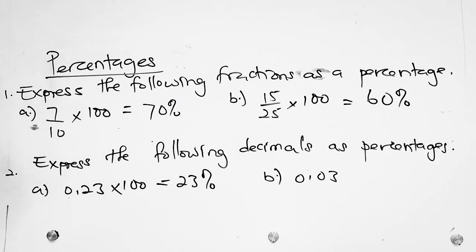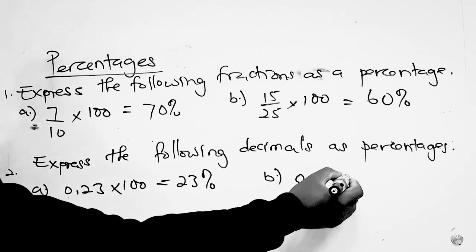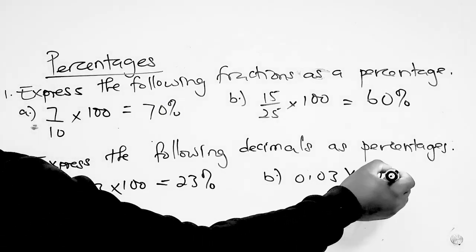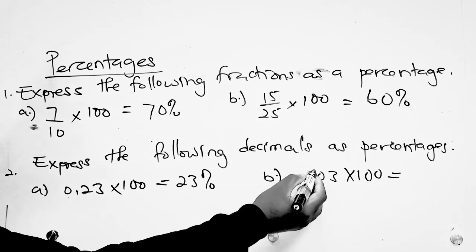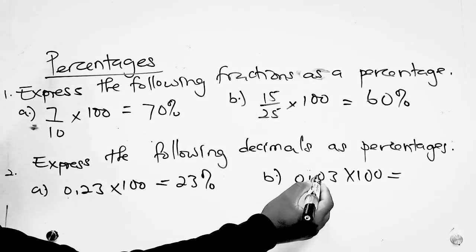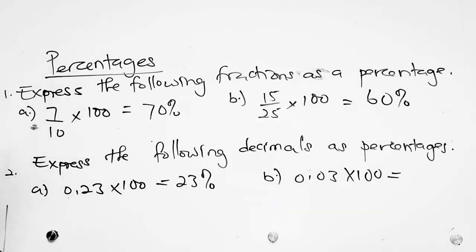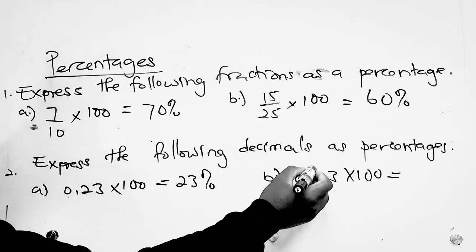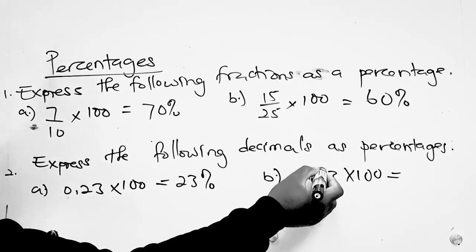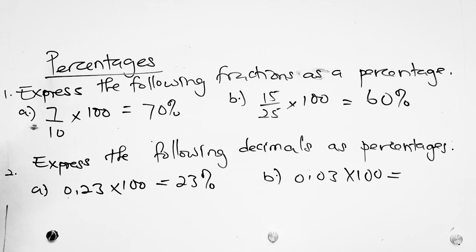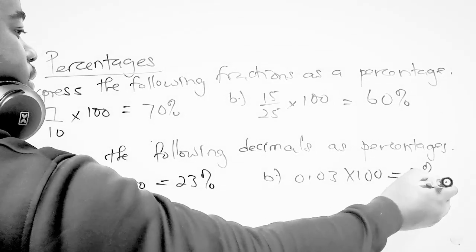Also 0.03 as a percentage. We need to multiply by 100. If we are multiplying by 100, our comma is here. So you check the number of zeros that we have, which is 2. So we move 2 steps to the right, which is 1, 2. And it becomes 3.0, which is equivalent to 3. So our answer is 3%.